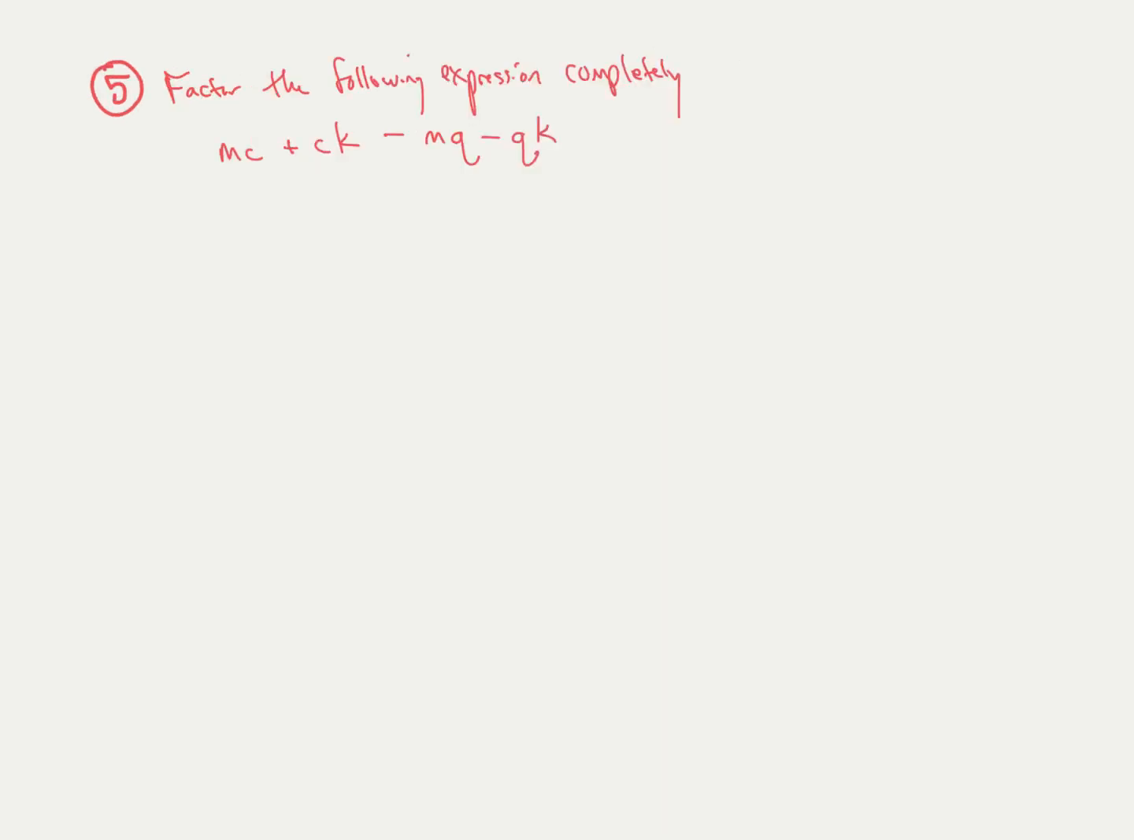Example 5, factor the following expression completely. We've got MC plus CK minus MQ minus QK. And generally these ones, first off, factor GCF. Not going to be able to take M out of everything. Can't take C out of everything.